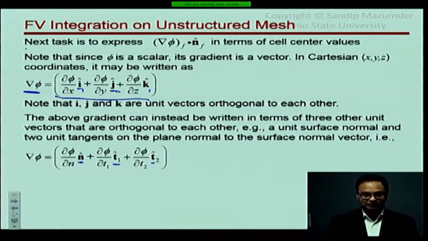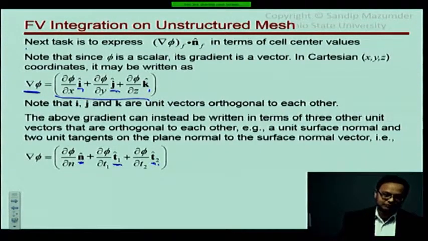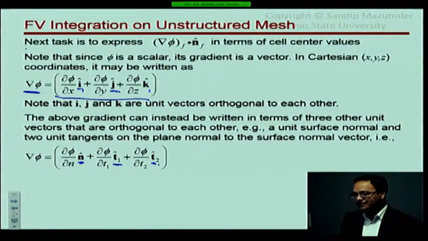Okay, so in general, you could always write this using two tangents and a normal. Now the catch here, of course, is that the normal and the two tangents must be orthogonal to each other to be able to write it that way. Whether that is always the case or not, we'll defer that discussion until later.